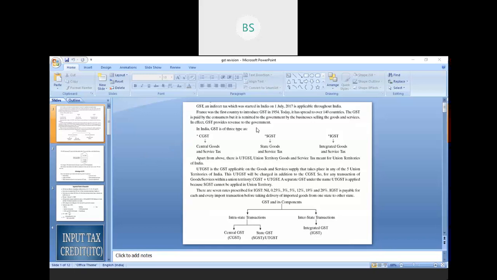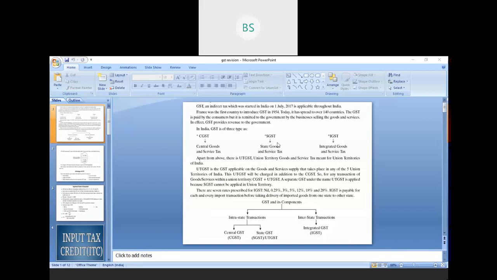So in India, there are three types of GST, that is CGST, SGST and IGST. We know CGST is Central Goods and Service Tax, SGST is State Goods and Service Tax, and the one more is Integrated Goods and Service Tax. Apart from the above, there is UTGST, means Union Territory GST. So we have some union territories.